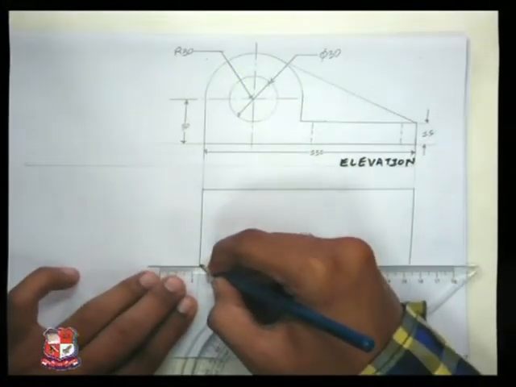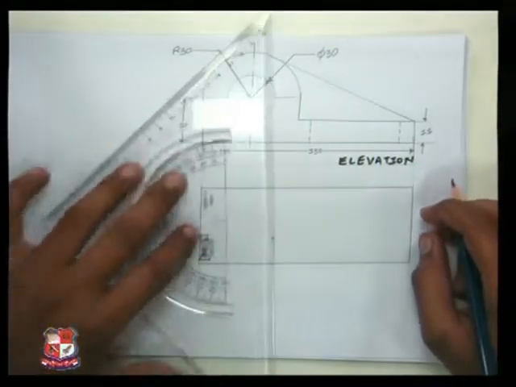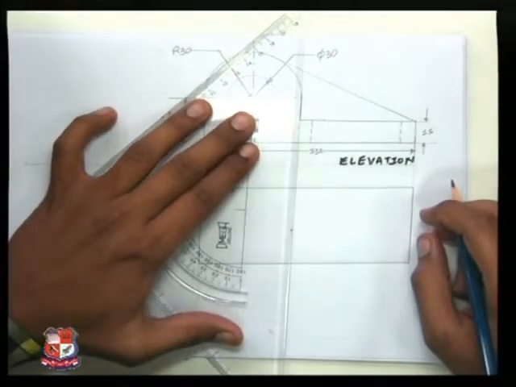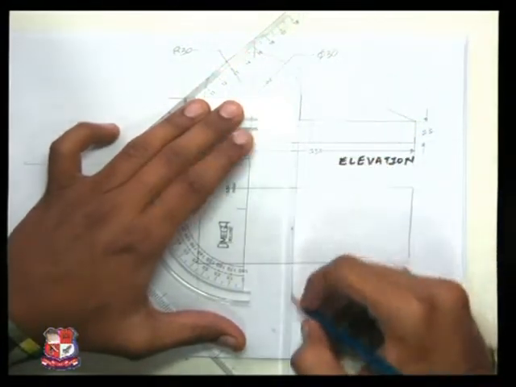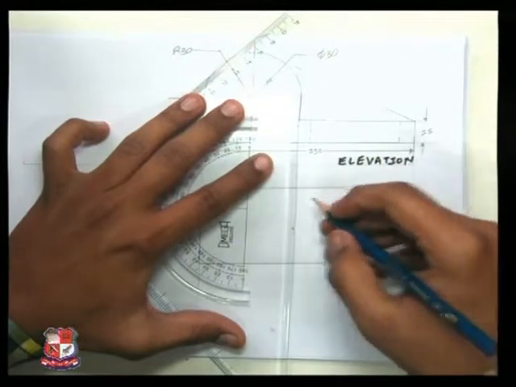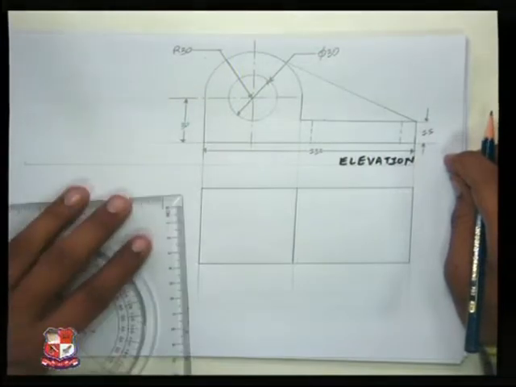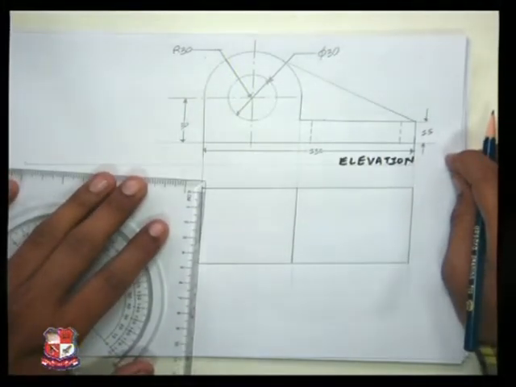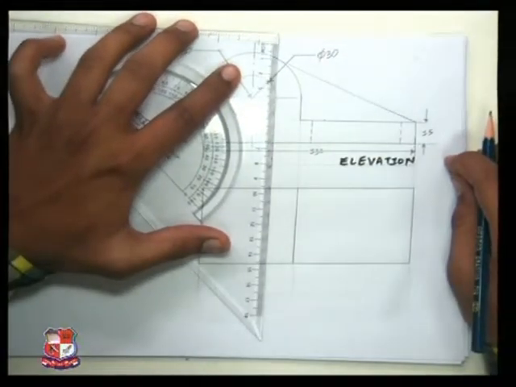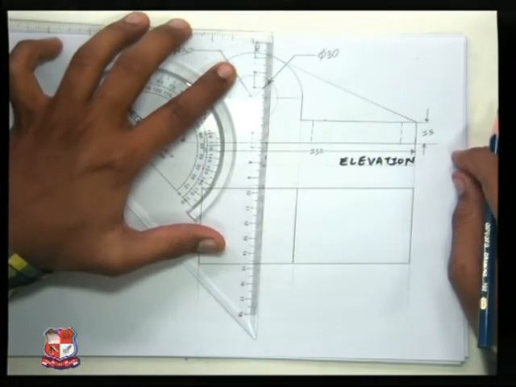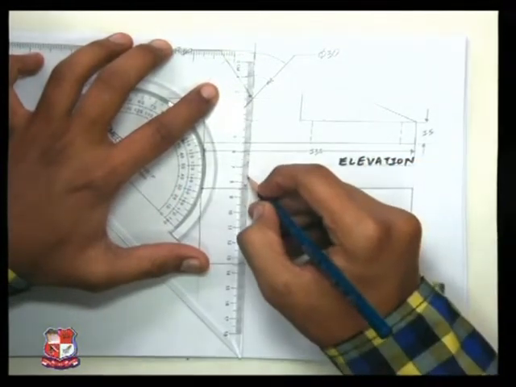Join with the darker line only. In the plan, take these projections, make it darker. Again, take the projections of this tangent rib and make the center lines too.